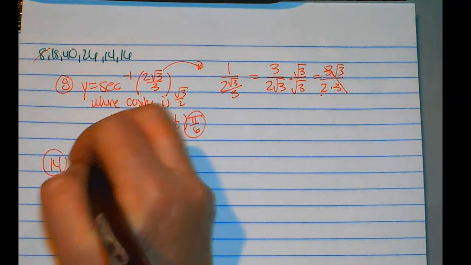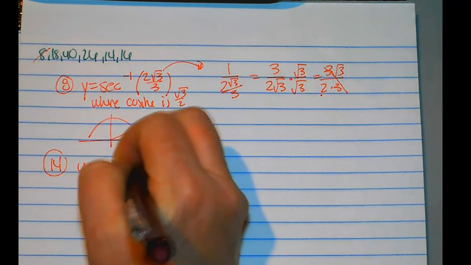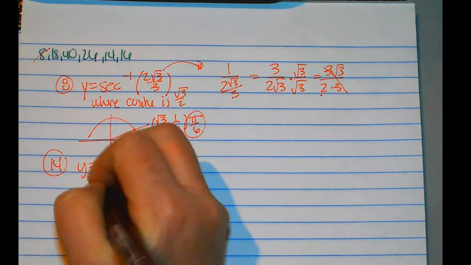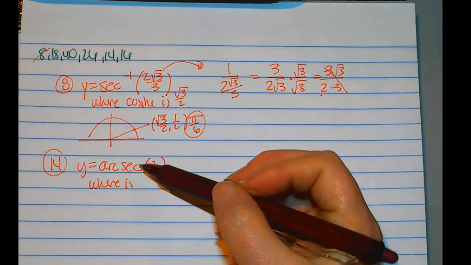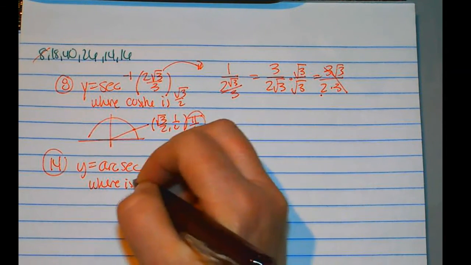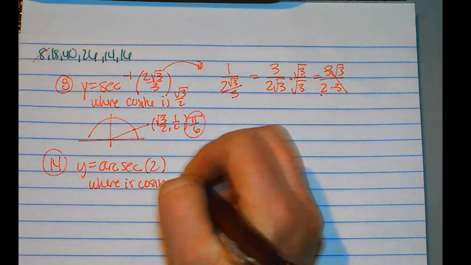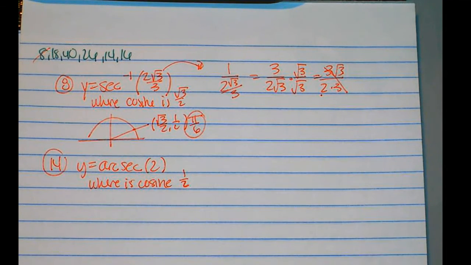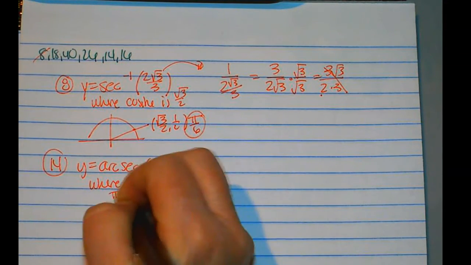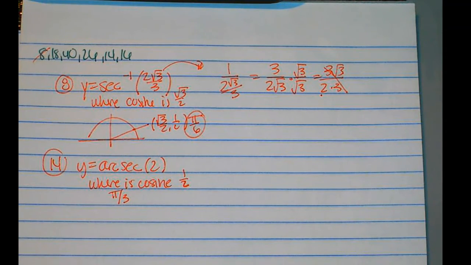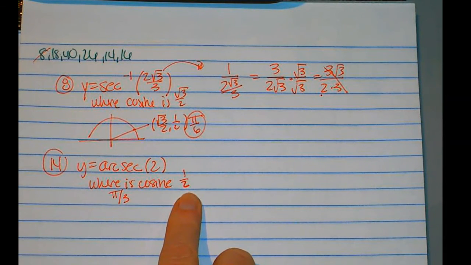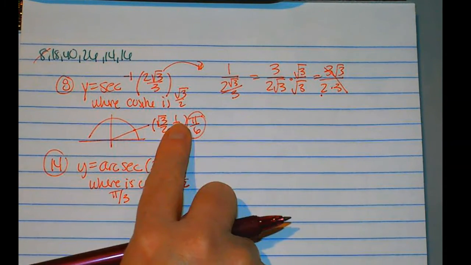14. Y equals arc secant of 2. So I'm looking for where is, which one goes with secant? Cosine 1/2. Okay, reciprocal function, I can think about its reciprocal. So where is cosine 1/2? That's at pi over 3. And that one's the one I memorized. So pi over 3, I know it starts with 1/2, and so I can do that one quickly. This one, I actually have to think through.